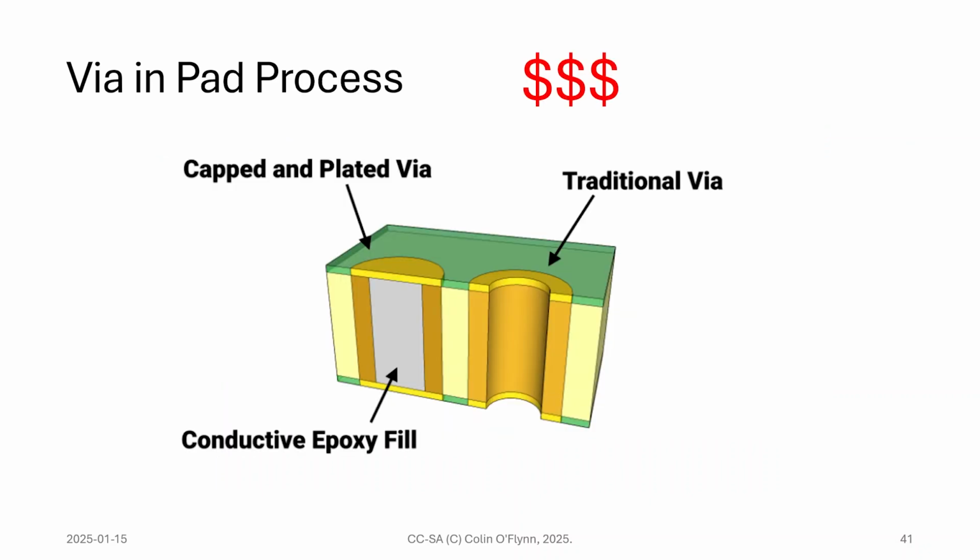So if you do via and pad, it costs more money because they're going to do this process. They're going to cap the via by filling it with some sort of epoxy and then cap it to give it a flat surface for the part to go on. So this is a lot more expensive, with the caveat that, like everything, it gets cheaper. If you do a higher end board, like 8-layer boards, often they seem to be throwing this in for free or by default now, especially if you're going to smaller via sizes.